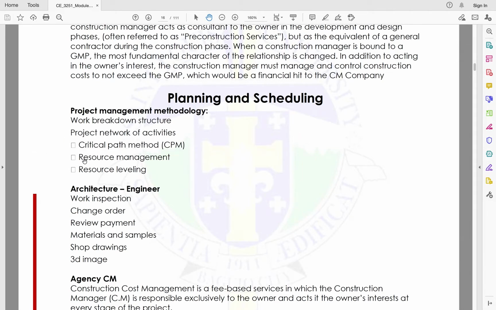Okay, next is resource management. Okay, when we say resource management, we should have a proper allocation of our resources because we cannot, for example, we have a project, we cannot order everything at once.